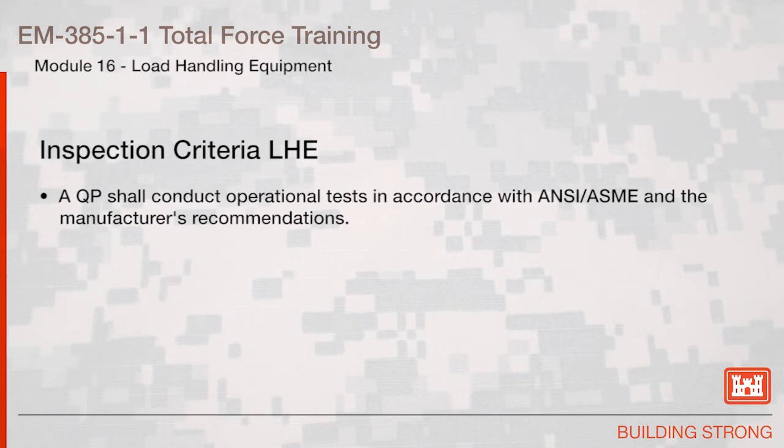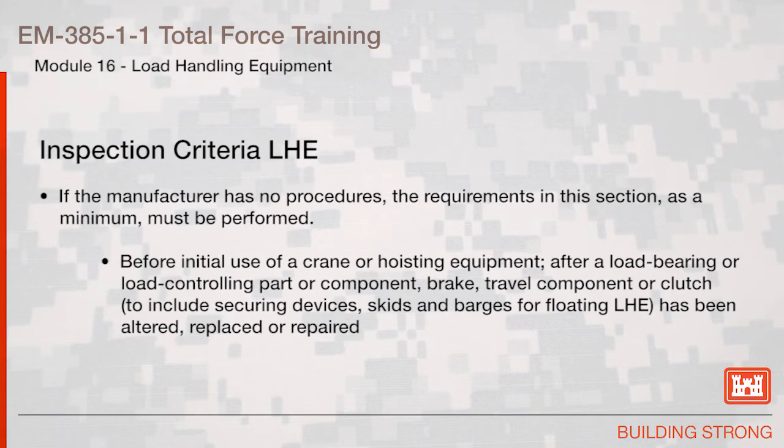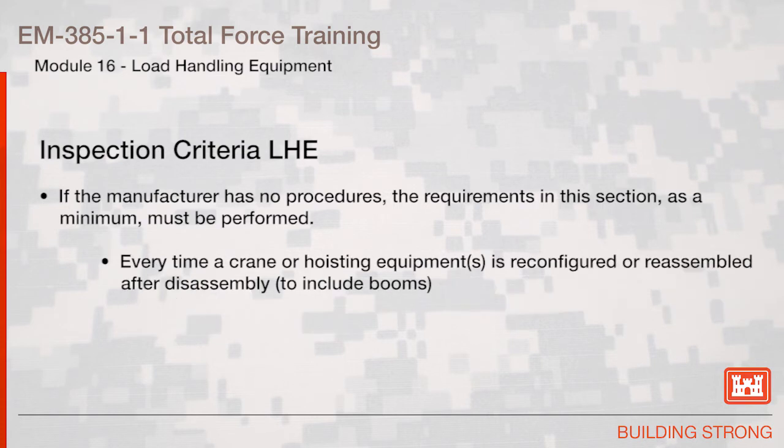A qualified person shall conduct operational tests in accordance with ANSI and ASME and the manufacturer's recommendations. If the manufacturer has no procedures, the requirements in this section, as a minimum, must be performed. Before initial use of a crane or hoisting equipment, after a load-bearing or load-controlling part or component, brake, travel component, or clutch, to include securing devices, skids, and barges for floating load handling equipment, has been altered, replaced, or repaired. Every time a crane or hoisting equipment is reconfigured or reassembled after disassembly, to include booms.